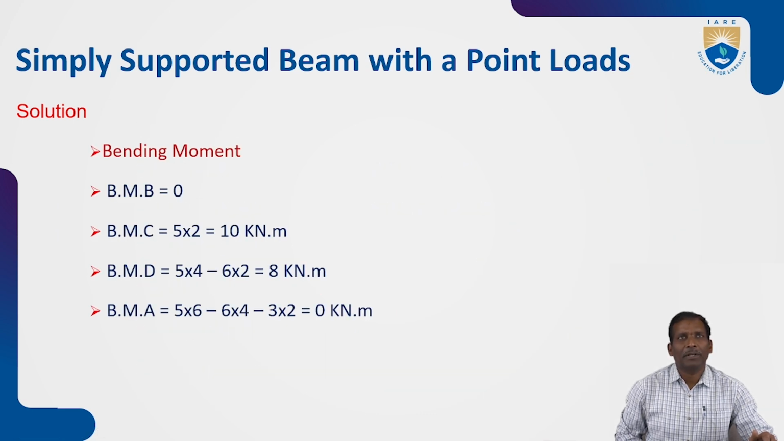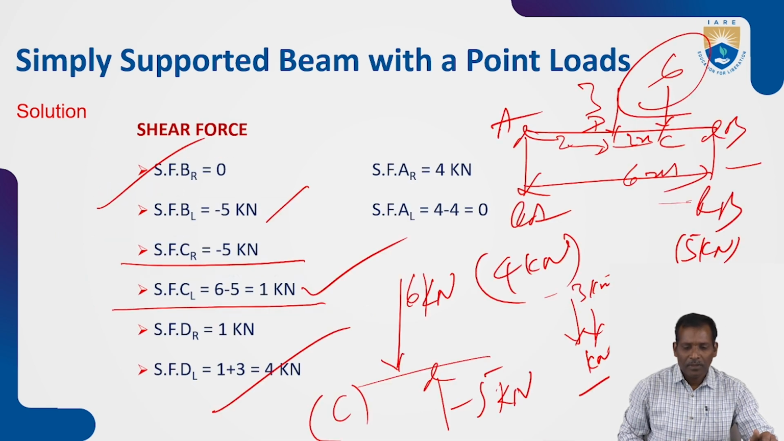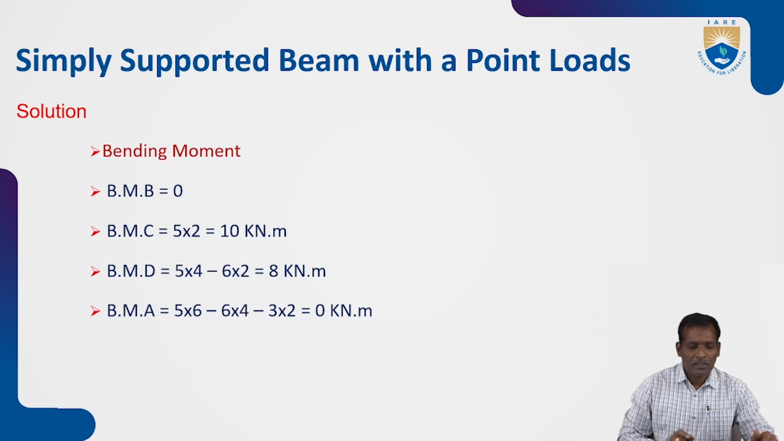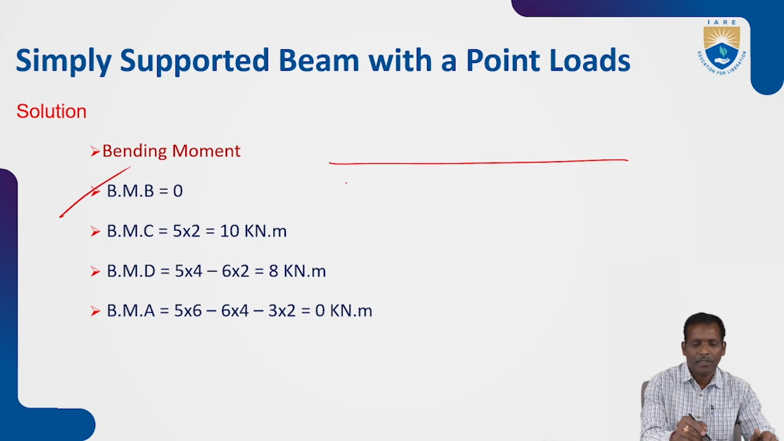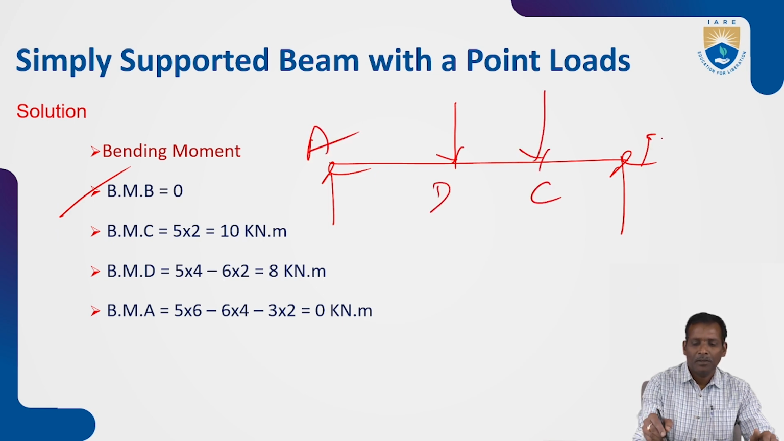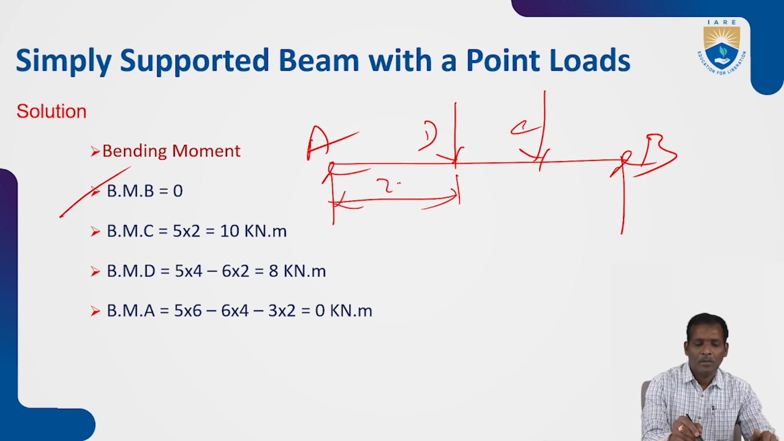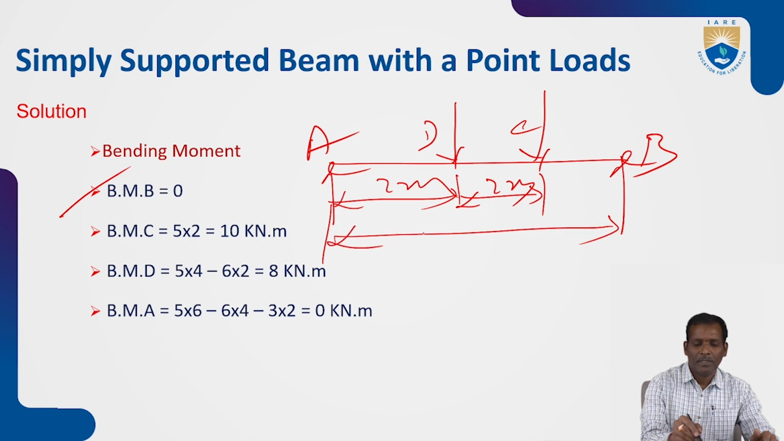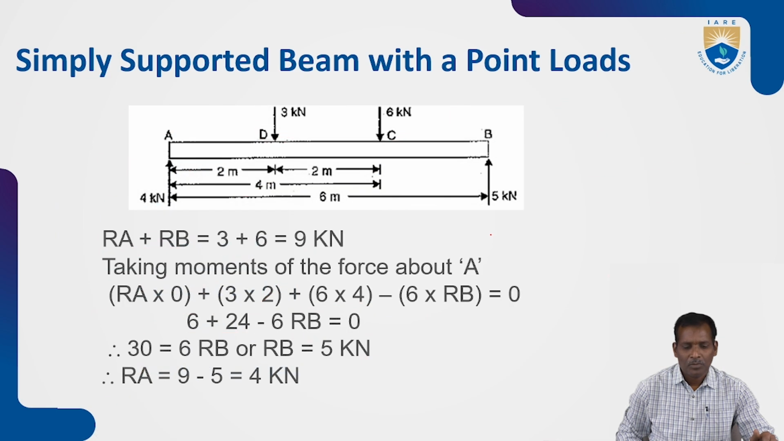So similarly calculate bending moment. So the bending moment at B point is 0. Again draw the diagram. A, B, C, D. Two meters and 2 meters, and this one is 6 meters.